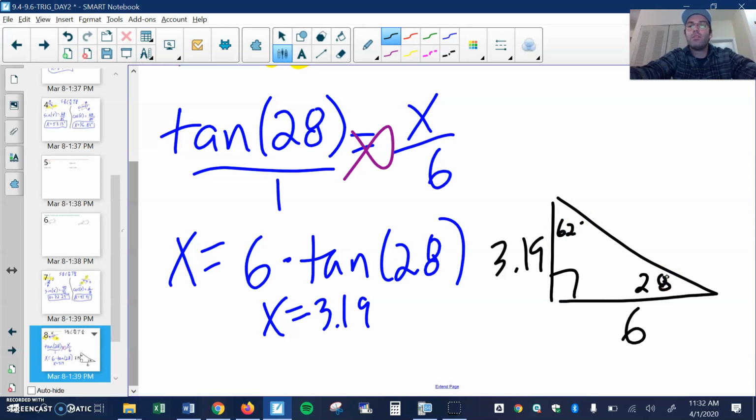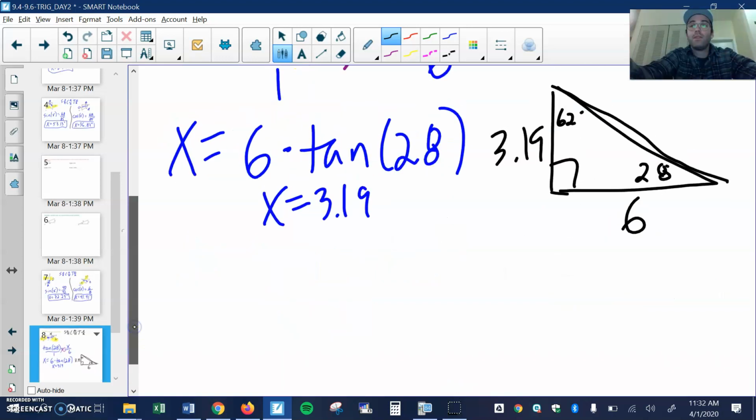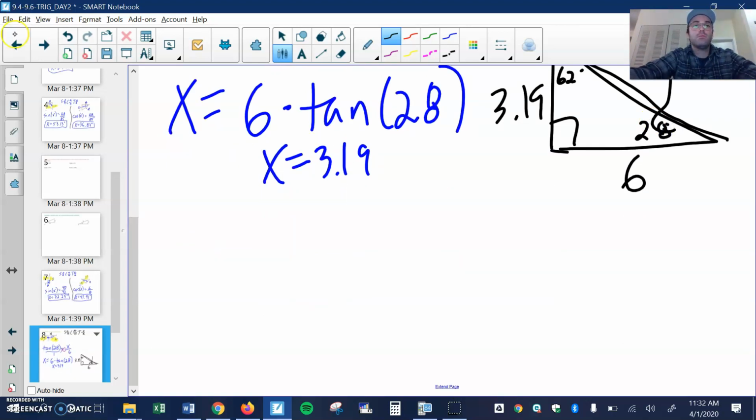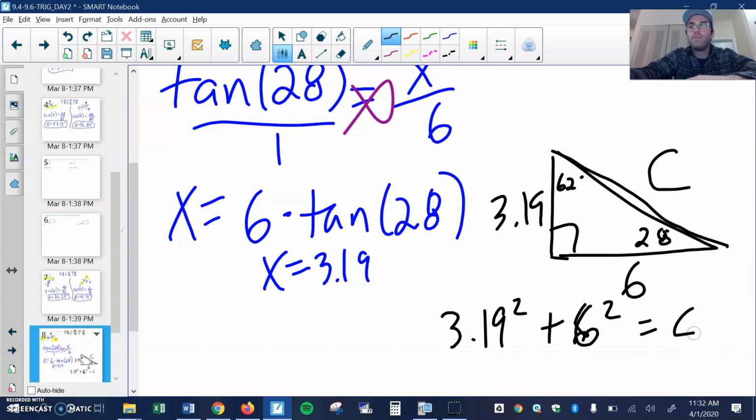All I need is my third side, my hypotenuse, which we could use trig, or I could use the Pythagorean theorem. Call this C, and say 3.19 squared plus 6 squared equals C squared.